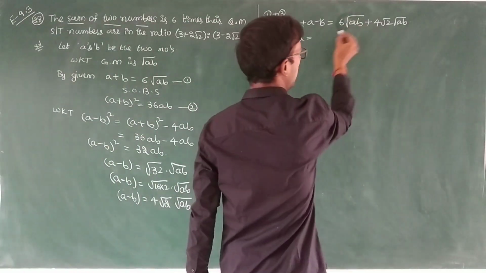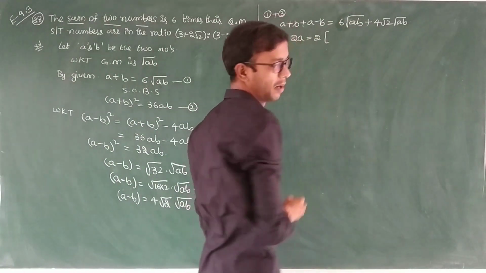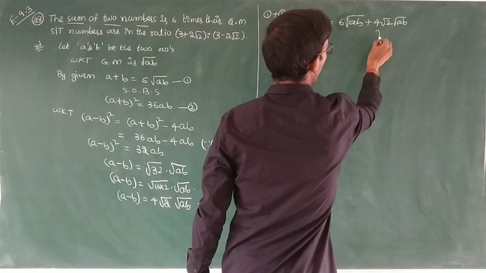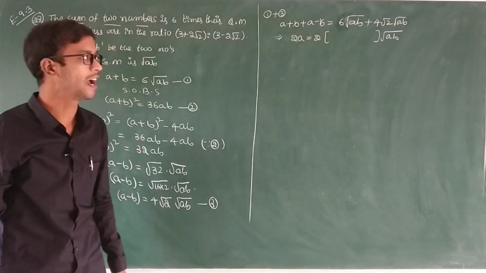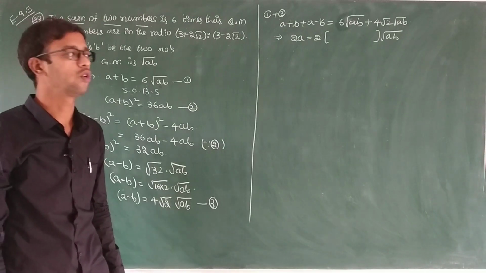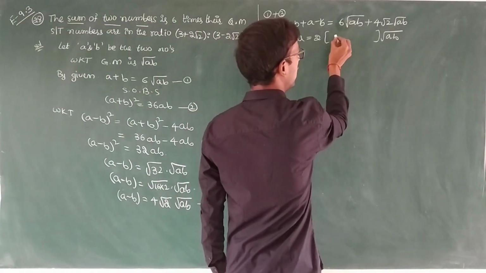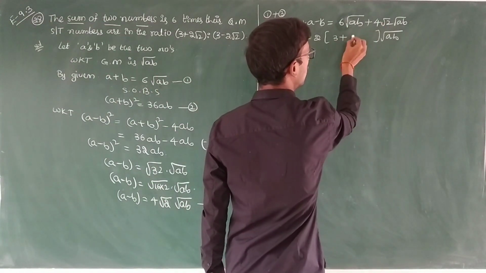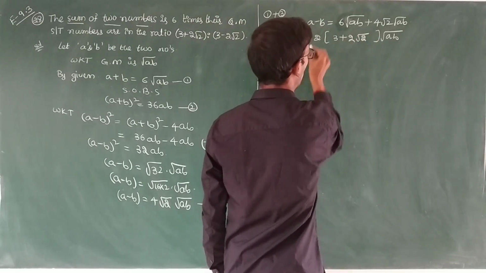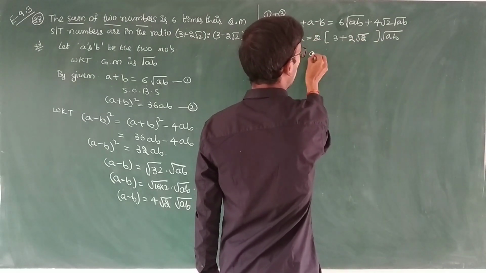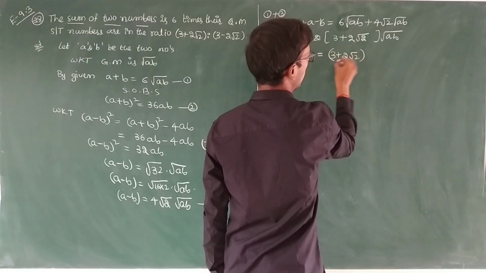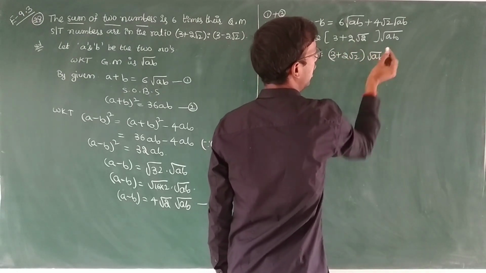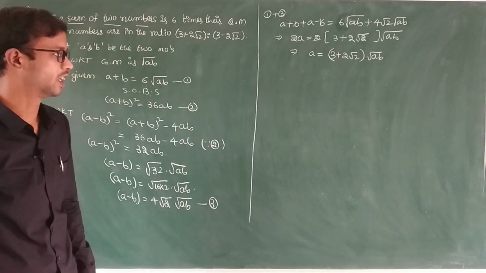You can take 2 common and root of ab common in this. So how much do you get here? 3 plus 2 root 2. Here 2 gets cancelled. a is equal to (3 plus 2 root 2) root of ab. So we got the a value.